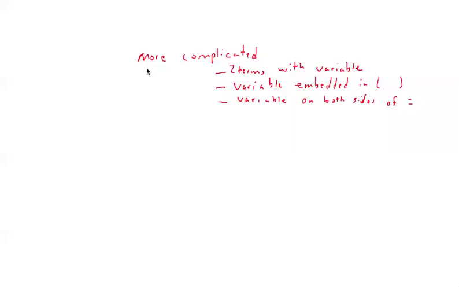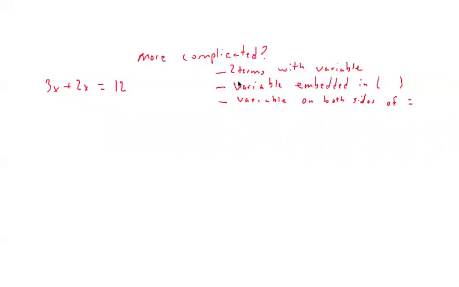Now, you might be wondering, what happens when the equation is more complicated? For instance, what if there are two terms with the variable? Or what if the variable is embedded deep inside a parenthesis? Or what if a variable is on both sides of the equal sign? What do we do then? Well, here are some examples of that.